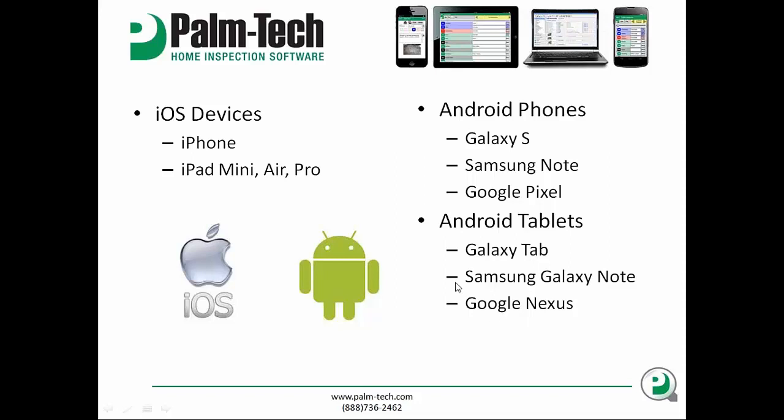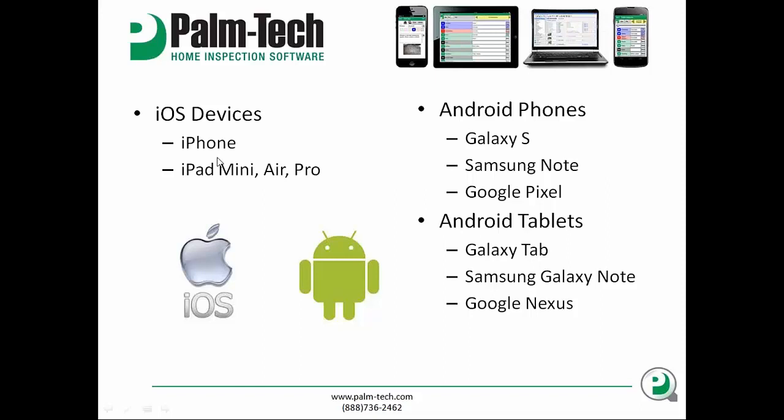When it comes to hardware, the biggest thing to keep in mind is the newer the device and the better the device, the better it's going to run apps. So if you get an Android tablet that's 7 years old and costs you $80 because you bought it at Walmart, yeah, PalmTech will probably work on there, but it's going to be slow. And it's not that PalmTech is slow, it's just not a very good device.